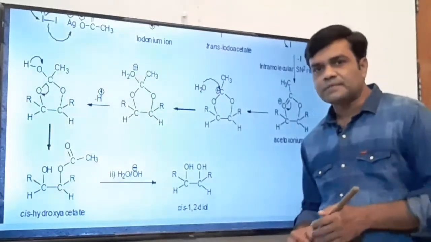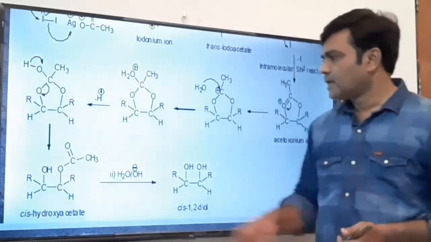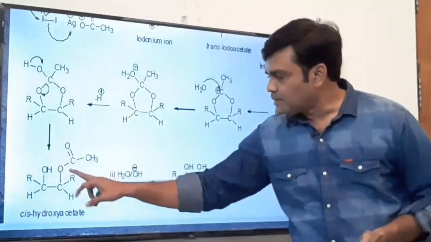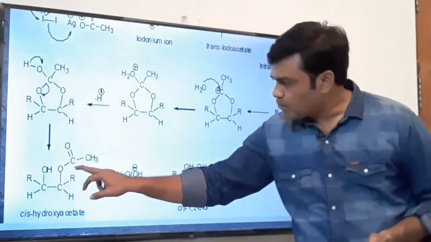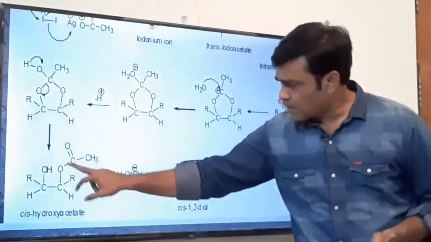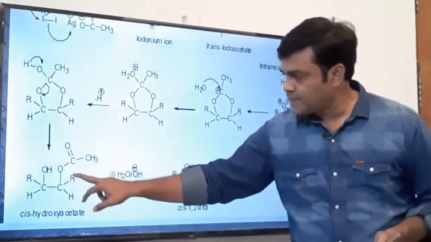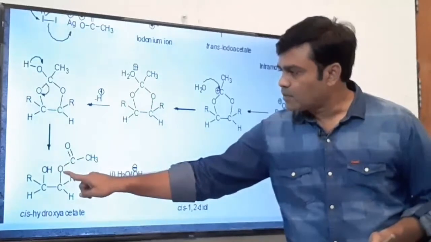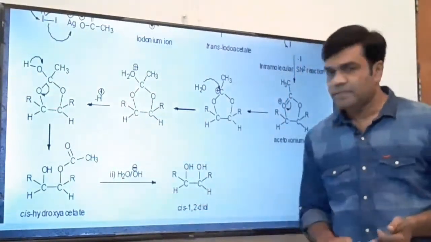Now this cis hydroxy acetate finally undergoes hydrolysis in alkaline medium, as I told you in the previous step. There will be addition of H and OH from the water molecule here, meaning the bond between the carbonyl group and oxygen will break, cleavage takes place, and here OH is formed. In this way the product is cis diol.